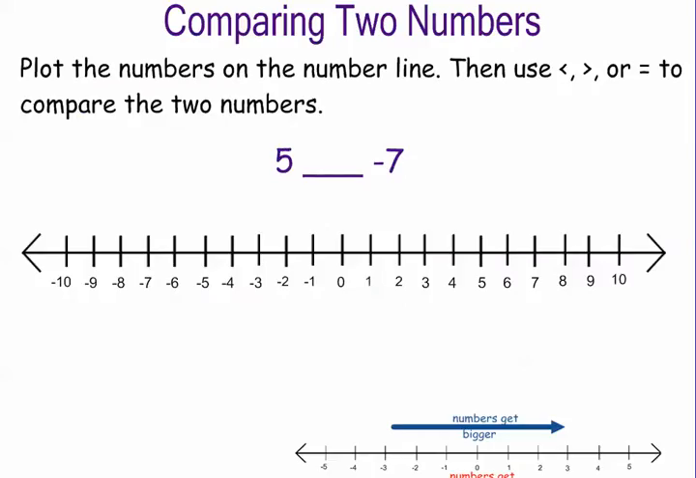So we're going to compare again. Let's see. So plot the 2 points. So we've got 5 and -7. Okay? So I want you to decide, is 5 greater than or less than -7? Obviously, it is greater than. Okay? All right. That's kind of doing what we just did.